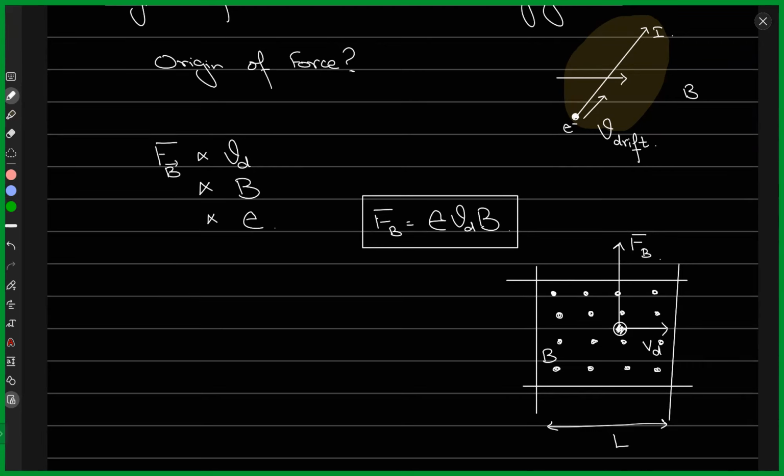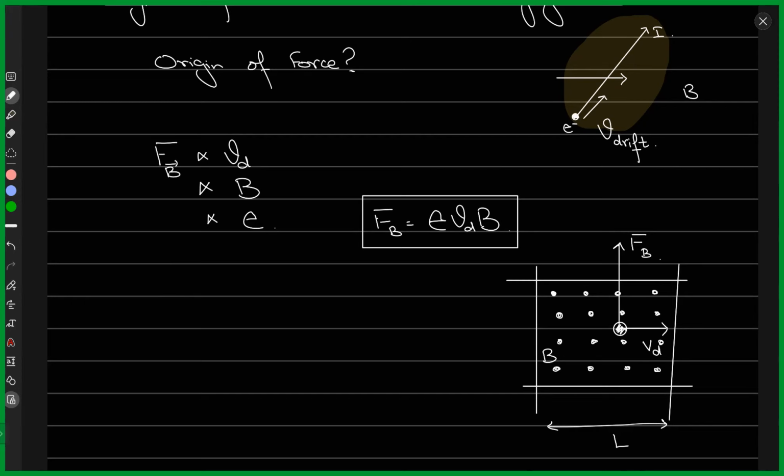Basically, why do I say that? Because this is the drift velocity. Drift velocity is the velocity that the particle drifts due to magnetic field. Why would it drift due to magnetic field? Because of magnetic force. So the more drift velocity there is, the more drift there is, that means the more force there was initially. And it depends on the magnetic field. The stronger the magnetic field is, then obviously the stronger the magnetic force would be.